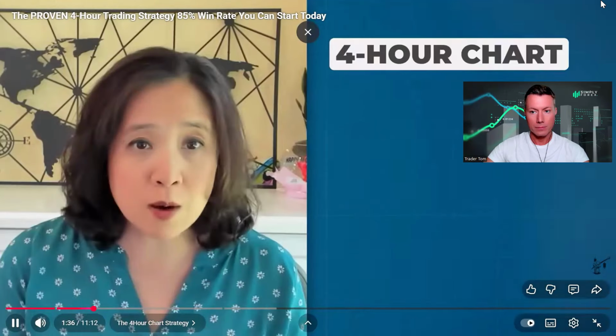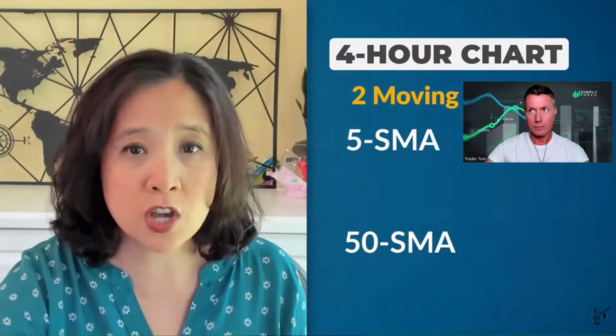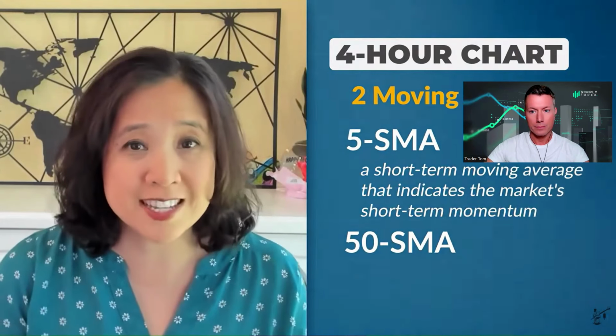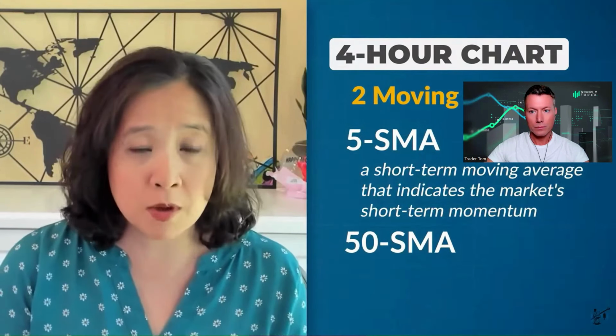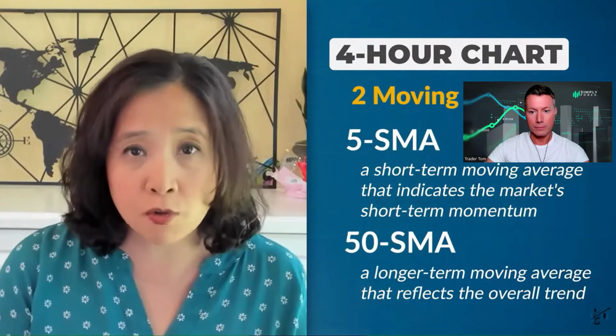This 4-hour chart strategy I'm going to talk about involves two moving averages, the 5 SMA, simple moving average, and the 50 SMA. Now, the 5 SMA is a short-term moving average that dictates the market's short-term momentum, while the 50 SMA is a longer-term moving average that reflects the overall trend.